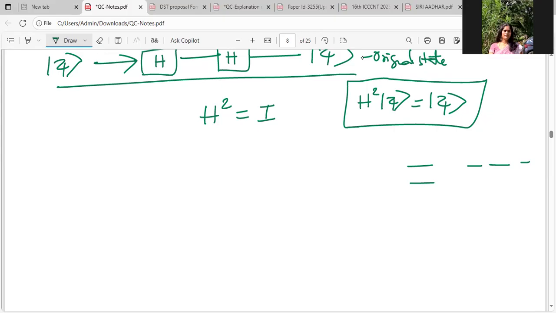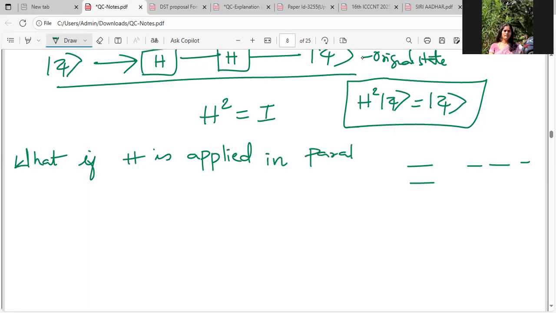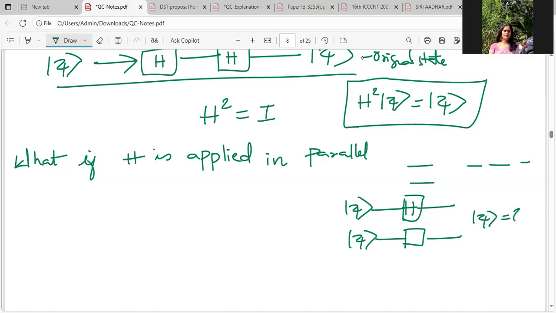Of course, what happens if H is applied, I'm sorry, not in series but applied in parallel? Parallel means how? There's a ket xi, H is there, and there is a ket xi, another H is there. If they are applied in parallel, what's the output? Let us see.